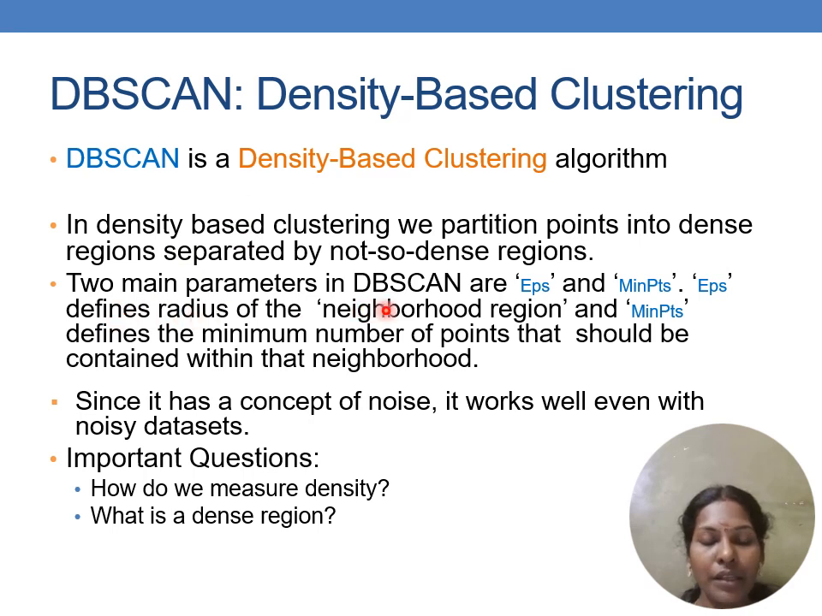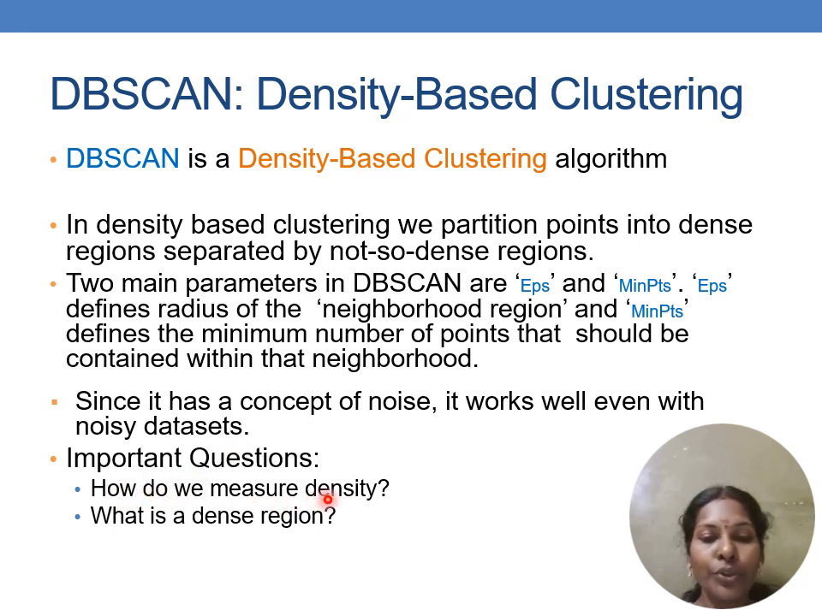The two main parameters in DBSCAN are epsilon and minimum points. Epsilon defines the radius of the neighborhood region and minimum points defines the minimum number of points that should be contained within that neighborhood. The epsilon value denotes the radius of the circle and minimum points denotes the number of points in that particular region. Since it has a concept of noise, it works well even with noisy data sets. The DBSCAN algorithm works well for the noisy data sets when compared to the other clustering algorithms.